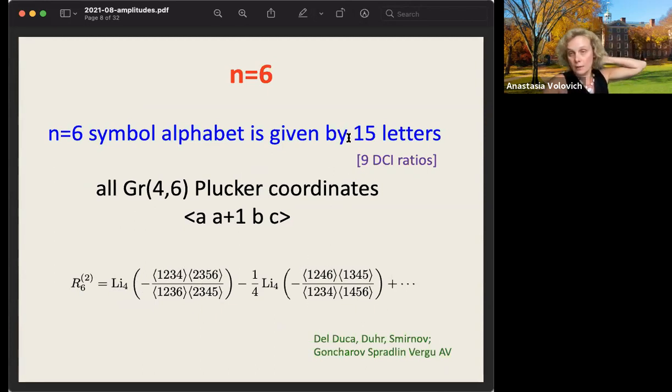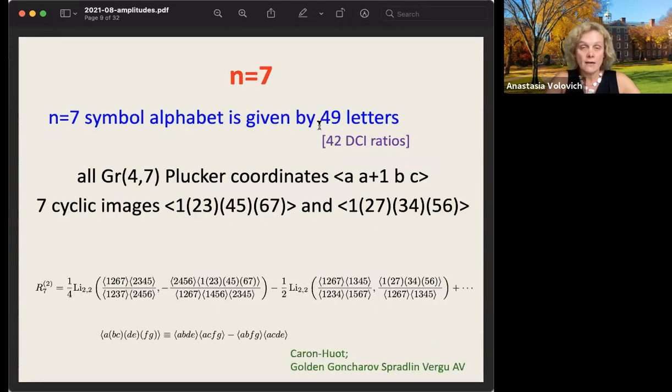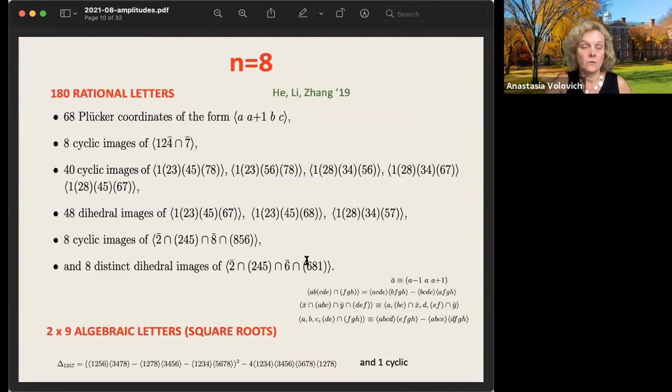Now for the experts, of course, I am going to call it 15 letters, but because of dual conformal invariance, the amplitudes organize themselves as a function of the dual conformal cross ratios. You're more familiar with 9, but for comparison with mathematics, I'll have 15 minus 6. For 7 points, it has also been known for over a decade. The symbol alphabet is given by 49 letters. You have the Gr(4,7) Plücker coordinates, 35 of them, and then in addition 7 plus 7 cyclic images of expressions which are quadratic in Plückers. I won't be talking about the functions here. I just wrote it so you know the polylog functions are a bit more complicated, and the expression looks something like this.